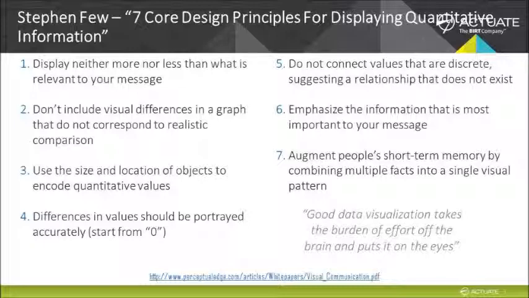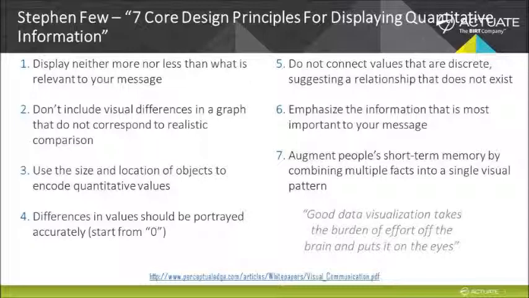Number two: don't include visual differences in a graph that do not correspond to actual differences in the data. What does that mean? Visual differences should never be used arbitrarily in a chart, because when people notice a visual difference, they start trying to compare instantly. For example, you don't want to show in a bar chart widget sales as one bar and ball game statistics as another bar. When people see a bar stacked next to it, they're going to start to compare, and there's really no comparison. Those are two completely unrelated metrics. So you want to make sure that the context is maintained in your visualization.